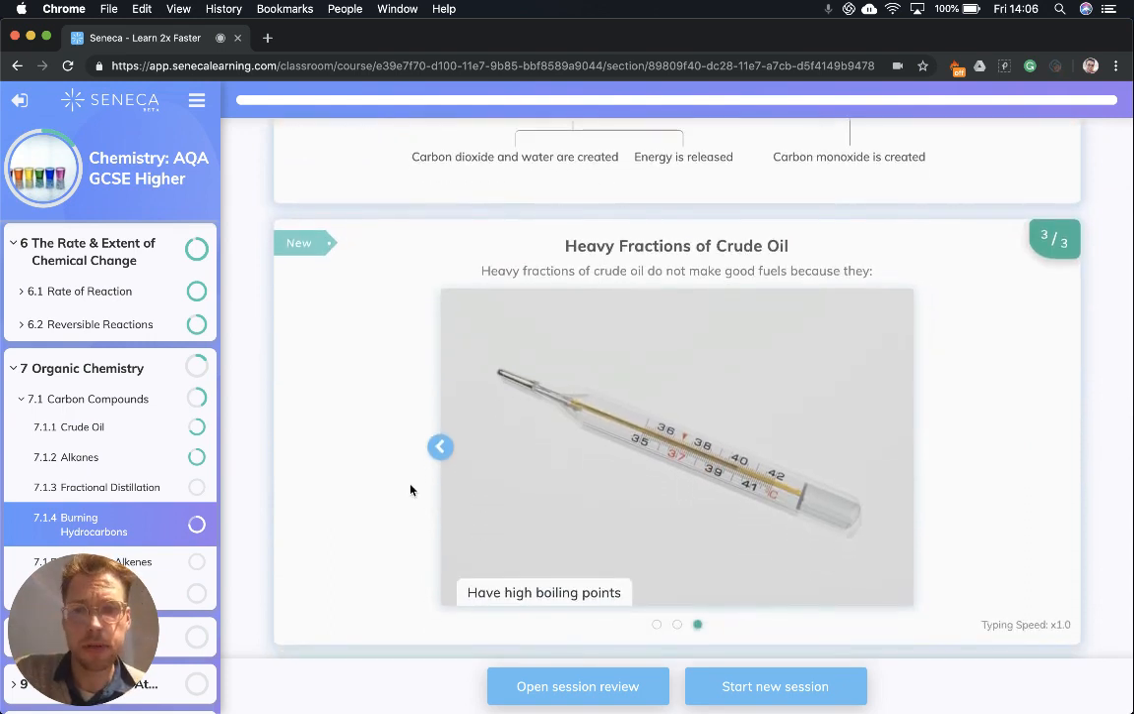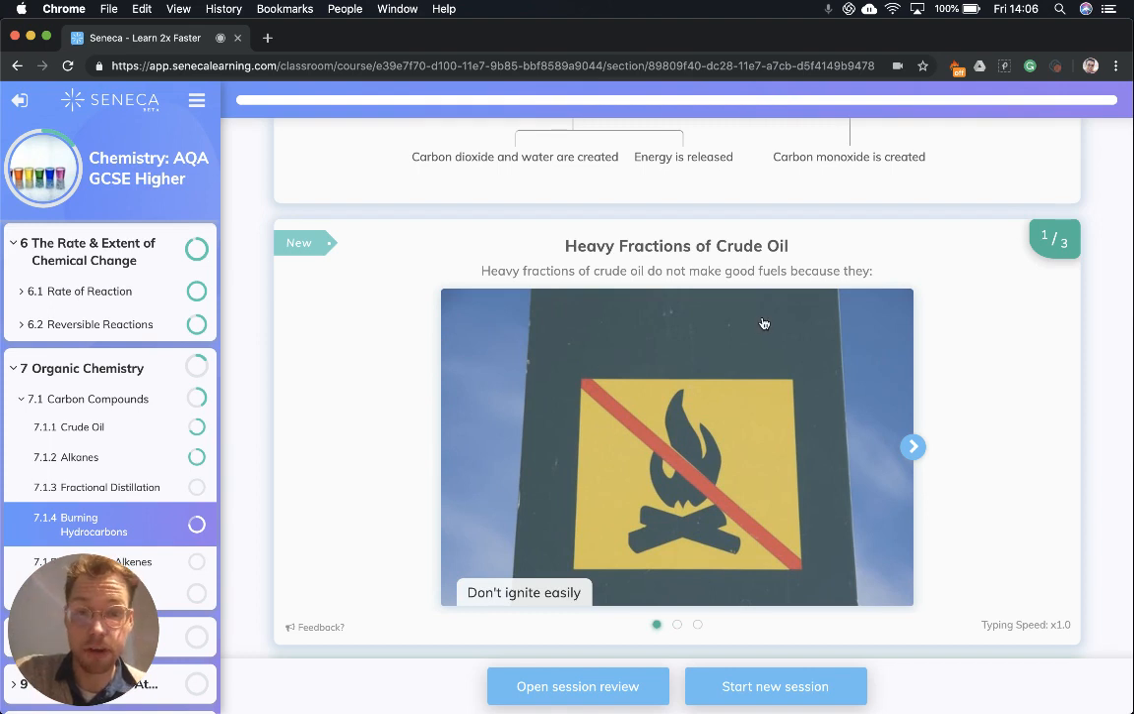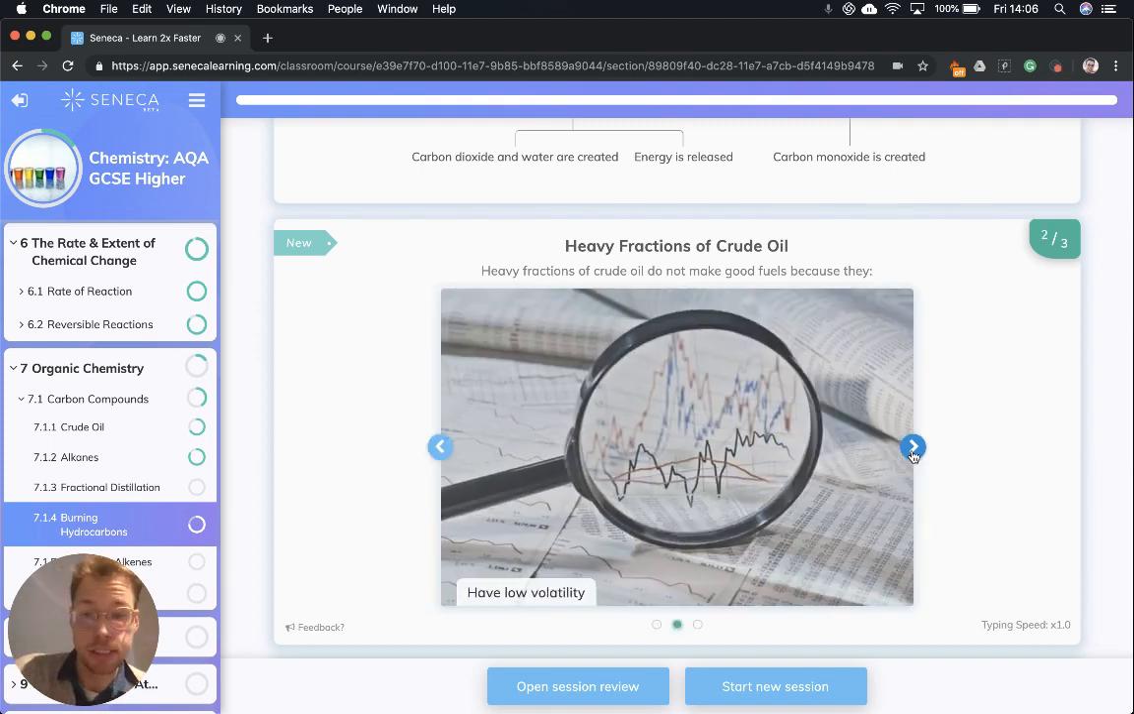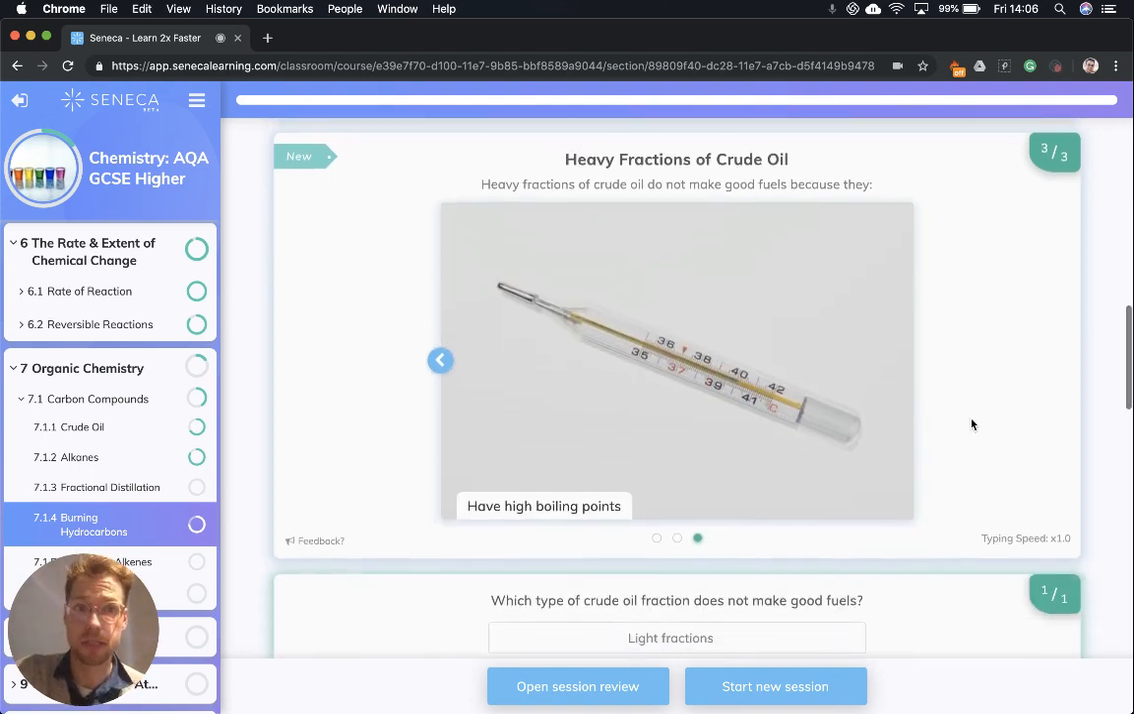So let's talk a little bit about heavy fractions of crude oil. They don't make very good fuels because they don't ignite easily. Think about stuff like tar. Tar is made from heavy fractions of crude oil. It's really hard to light. They have low volatility, they don't evaporate easily, and they have super high boiling points, so we have to put lots of energy in to burn it. We don't want that. We want the chill life.